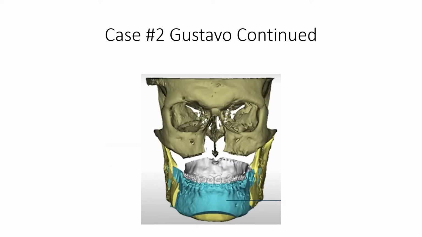And here's the anterior posterior view of Gustavo. You can see the huge downgraft he received in the maxilla. I'm pretty sure that they did some kind of bone grafting there.